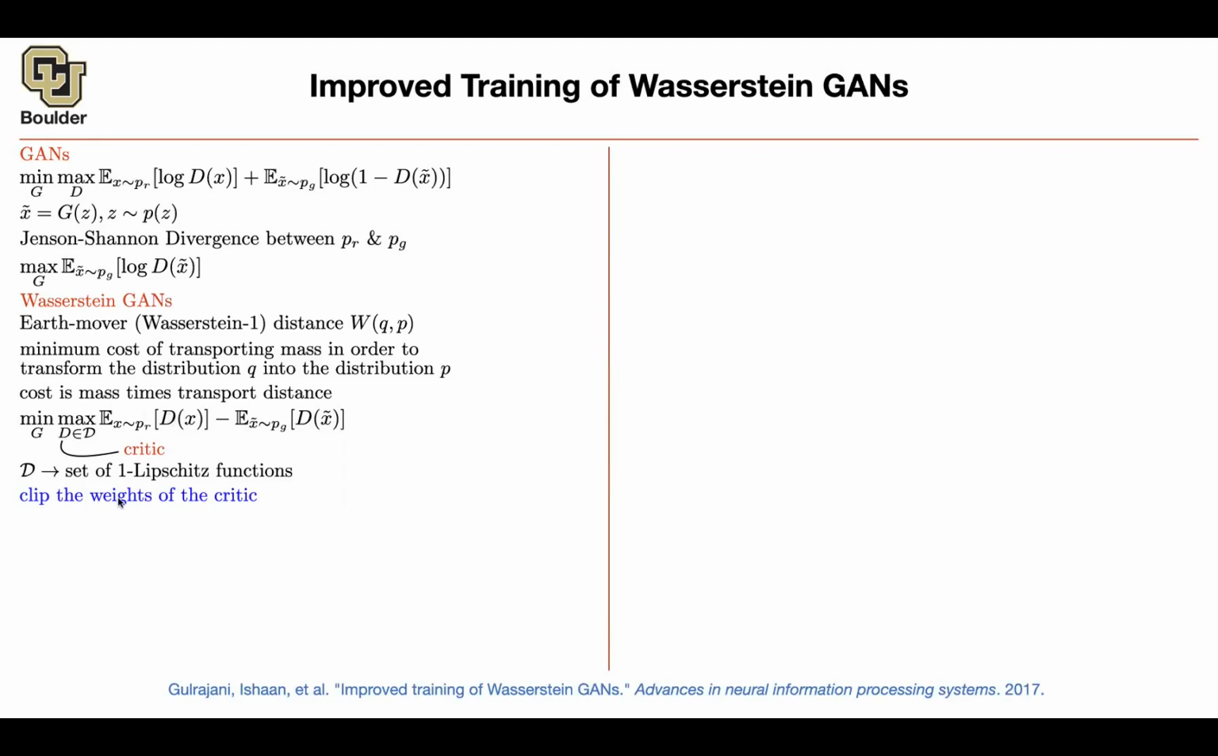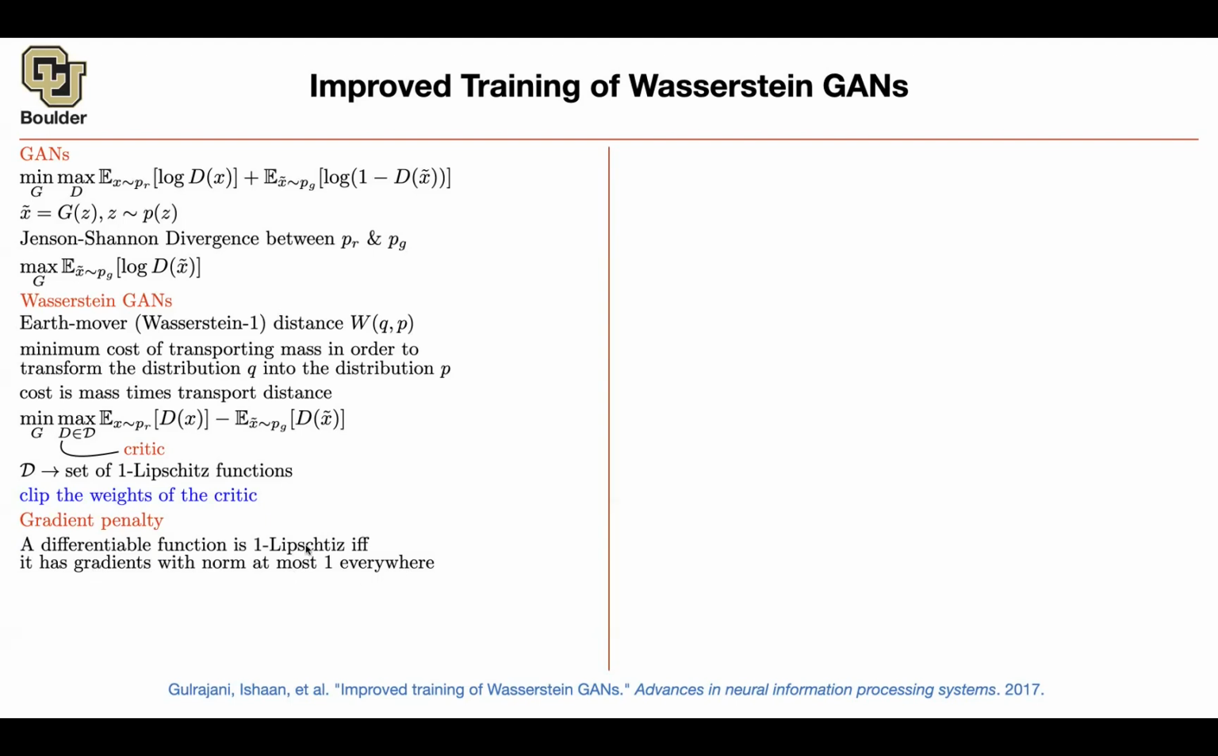But then that seemed a little bit ad hoc because now you're changing the structure of your neural network. During training, whenever one of your weights exits a box, you're going to clip the weights. But is there a way to enforce this Lipschitz continuity in a soft manner? The idea is to use gradient penalty. There is a theorem which says that if you have a differentiable function, it is going to be a Lipschitz continuous function with a constant of 1 if it has gradients with L2 norm that are at most 1 everywhere.